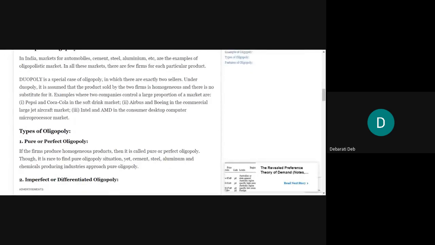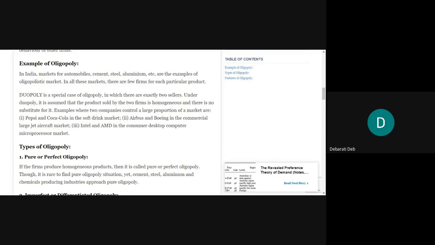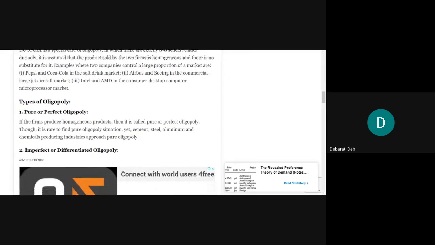If you go for any of these industries which require huge investment, you will not find many sellers, like, say for example, chips. There are a lot of sellers, right? That is a perfect competition market. But in oligopoly, it's not like that. There will be few sellers selling the same type of product or differentiated product.